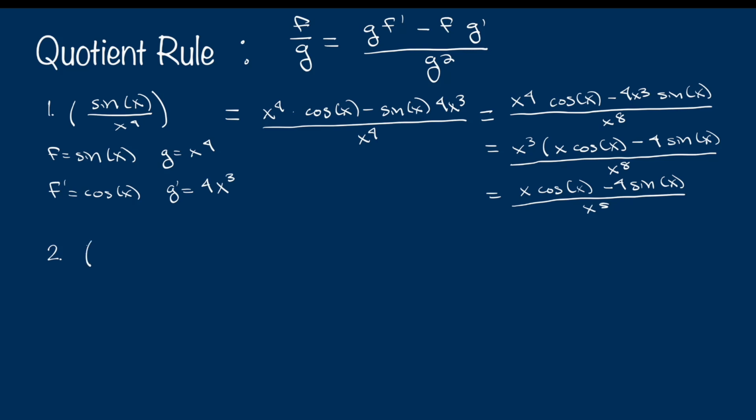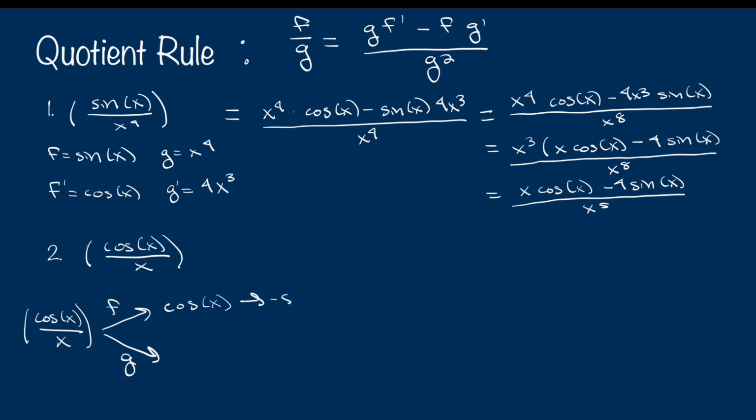And then the next one we have is going to be cosine x over x. So again, this one we're going to do the branch. If we have cosine x over x, we need to branch it off. We need to have an f and we need to have a g. So our f is going to be cosine x, whose derivative is negative sine x. And then our g is going to be x, whose derivative is just going to be 1.